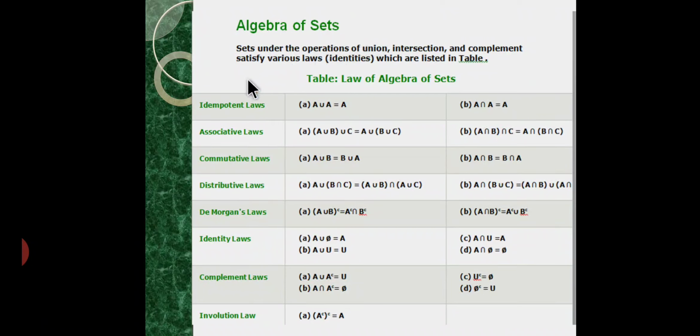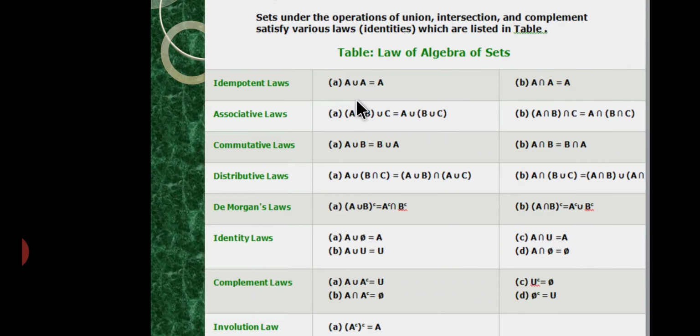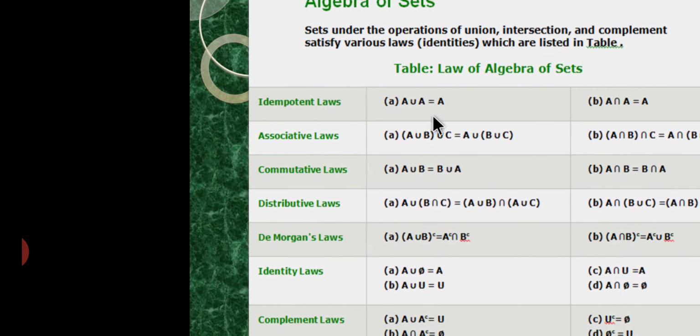So, algebra of sets. Sets under the operations of union, intersection and complement satisfy various laws which are listed in the table. So the laws of algebra of sets. Idempotent law: A union A is equal to A, and A intersection A is equal to A. So the union of A, A gives again A, and the common elements also give A.